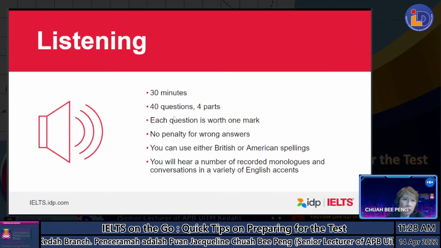Don't worry about how many marks. Your task as a test taker or potential test taker is to make sure that you gain as many marks as possible. And there's no penalty for wrong answers. Therefore, the tip is fill in all the blanks because you paid for it. If you don't know the answer, agak-agak, just guess and put in one answer. If you don't write anything, you still get 0. But if you write something, you might gain a mark if you're lucky enough to put in the right answer. And you can use either British or American spellings.